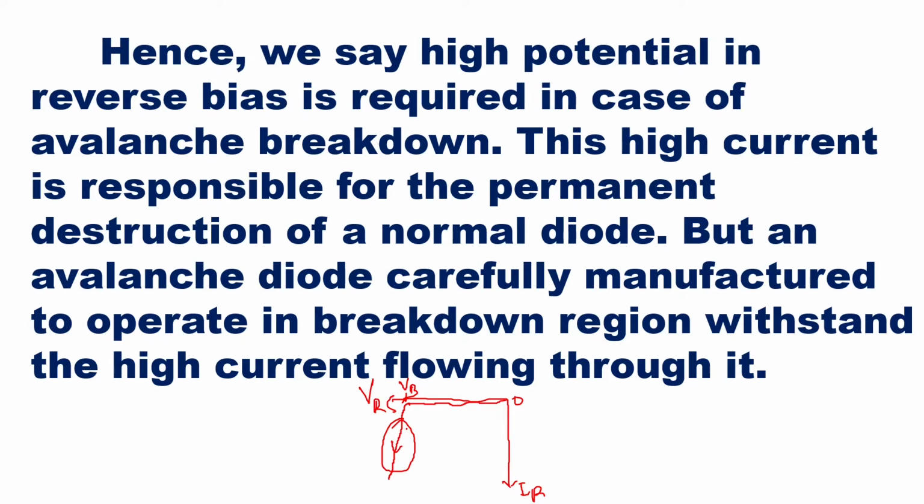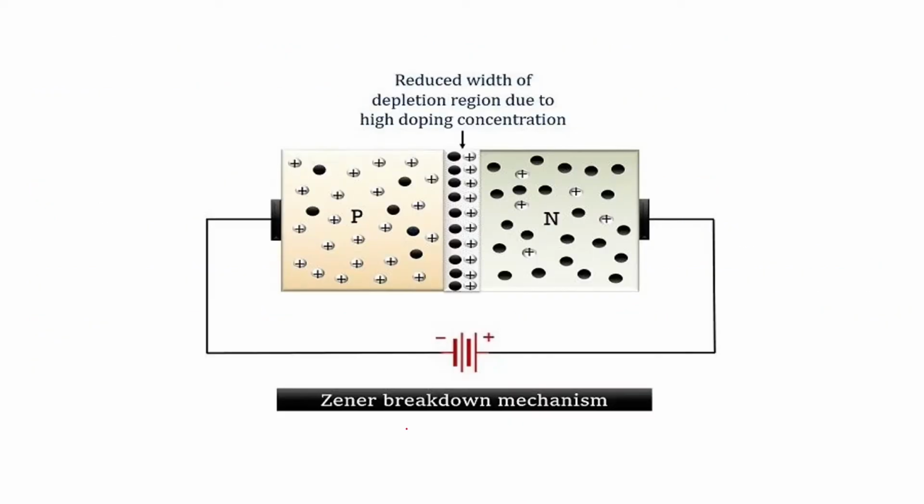Okay, so in this type of breakdown you generate the minority charge carriers and accelerate them. The minority charge carriers are accelerated and they collide with other atoms and generate more free electrons. This process of generating more free electrons, and then getting more electrons from minority charge carriers, and then seeing the increase in current is called avalanche breakdown. Then we'll go to see the Zener breakdown mechanism.